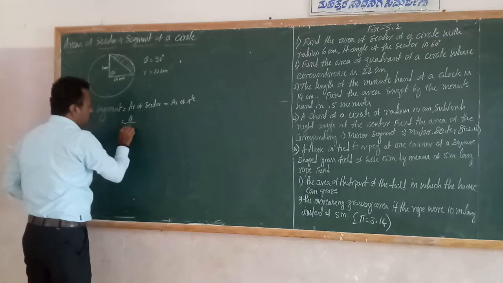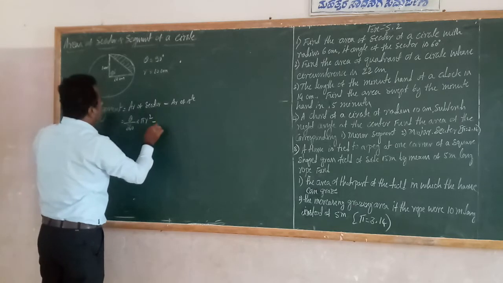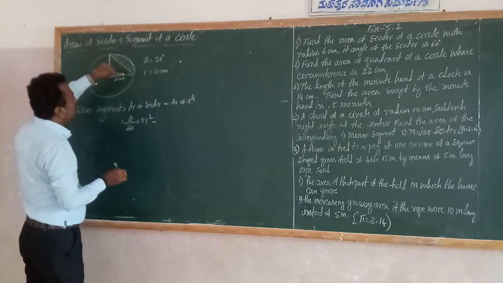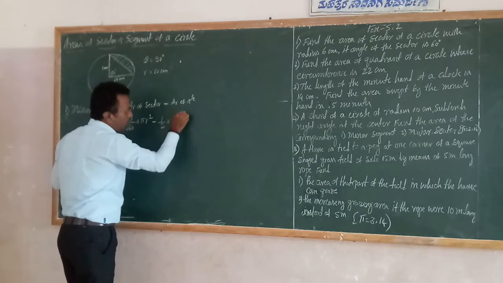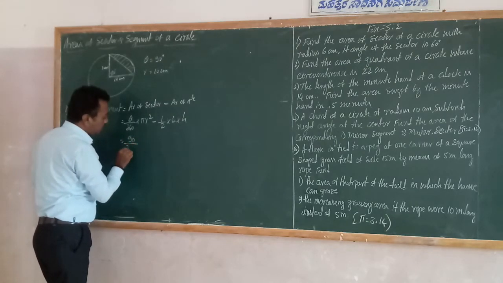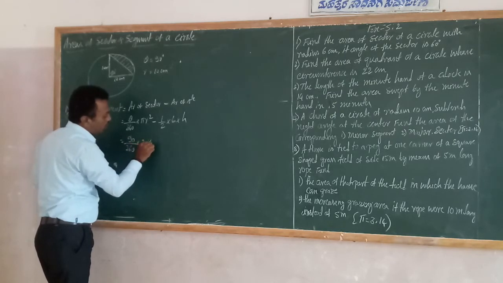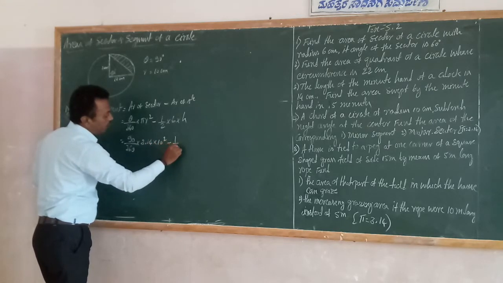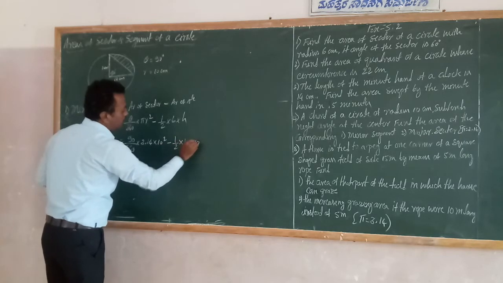Area of sector is theta by 360 into pi r square, minus area of a triangle. For the triangle area, this is the height and this is the base, because it is a right angle triangle. That's why I am using half into base into height formula. Theta means 90 by 360 into pi, 3.14, into radius 10 square, minus half into base 10 centimeter, height is also equal to 10 centimeter.